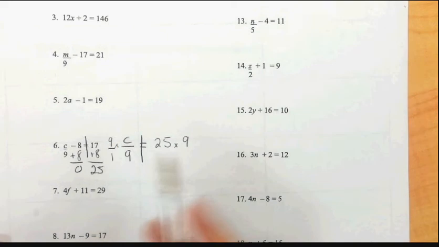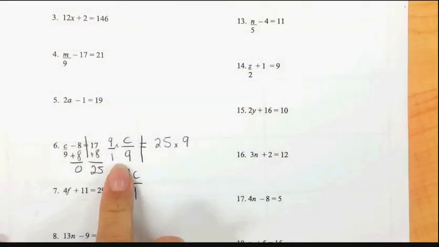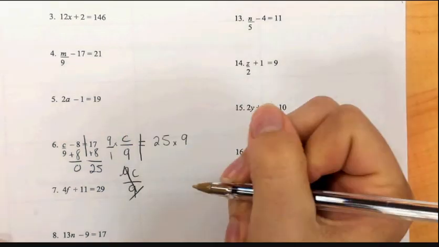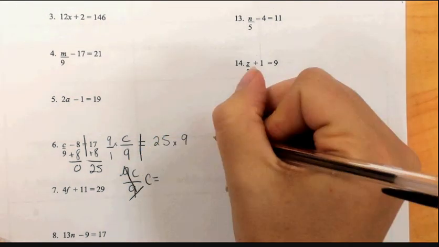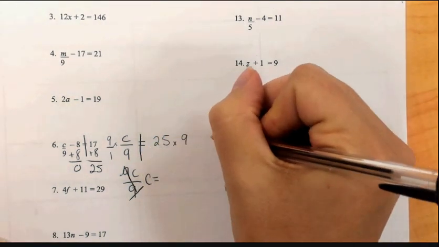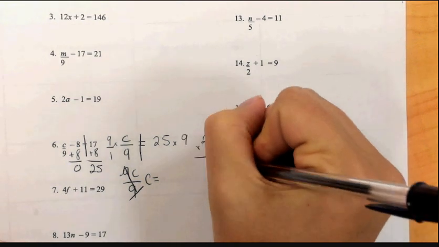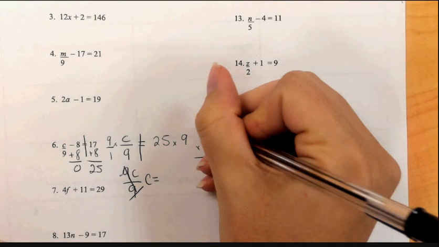Okay, so 9 times c is 9c. 1 times 9 is 9. Okay, so 9 over 9 is just a whole. So once again, I've isolated the variable. So I get c equals, and then 25 times 9. Well, I can do it out like this. 5 times 9 is 45, carry the 4, 18, 19, 20, 21, 22.